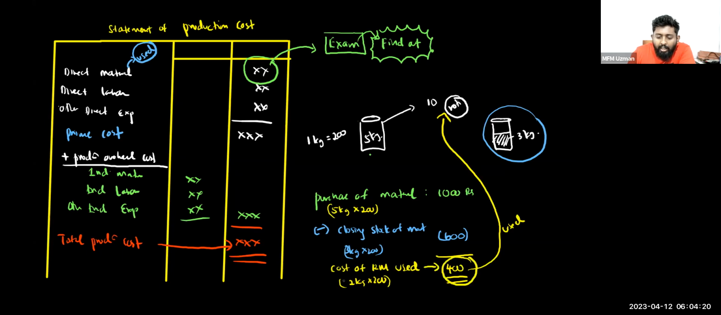We are going to prepare the statement of production cost of 10 rotis. So can I add the 1,000 rupees worth of material we purchased? No. Why? We produced 10 rotis using 2 kilos of flour, so I have to record how much material has been used in producing, not how much material has been purchased. Is it clear, everyone?